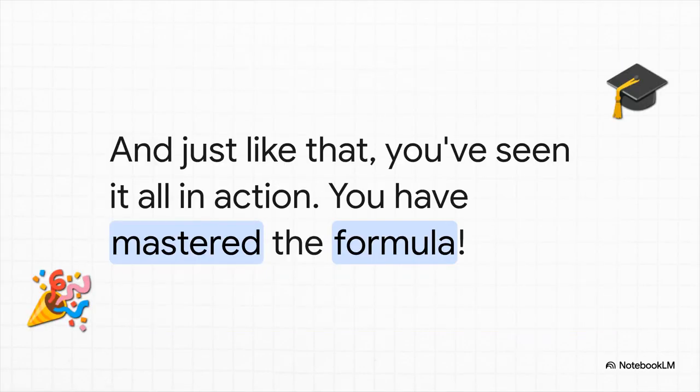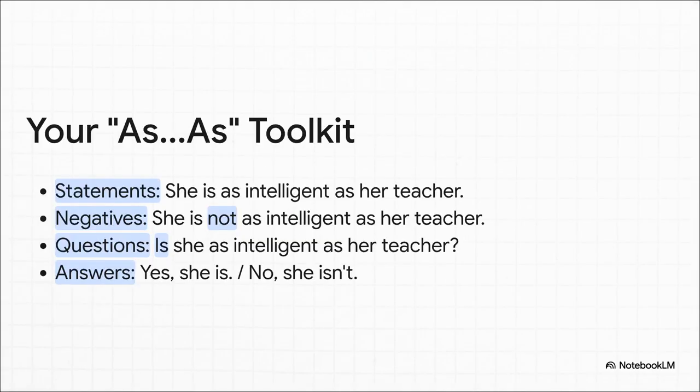And just like that, you've seen the whole thing in action, from building statements to asking questions and even giving those short, natural answers. This whole formula, it's officially in your toolkit now. So let's do a super quick recap of your new as toolkit. You've got your positive statements. You've got your negative statements using not, you know how to ask a question by flipping the verb, and you've got those simple, short answers. Honestly, that's everything you need to make perfect comparisons.